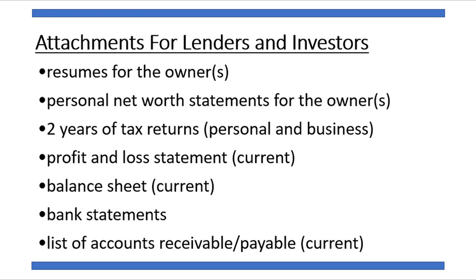But if you do intend to borrow or get investors, here are some other attachments that you would add to the business plan: resumes for the owners and/or some of the top employees, a personal net worth statement for the owners, 2 years of tax returns, both business and personal, a current profit and loss statement and balance sheet, and business bank statements. Finally, a list of your accounts receivable, who owes you money, and your accounts payable, who you owe money to.